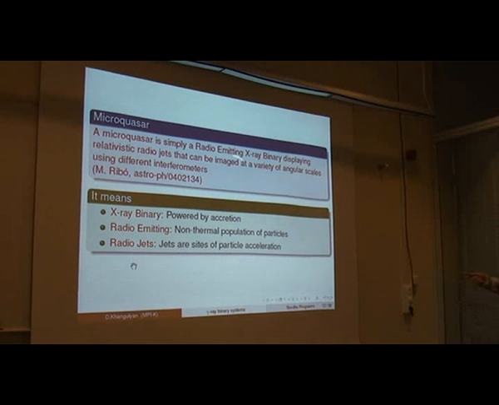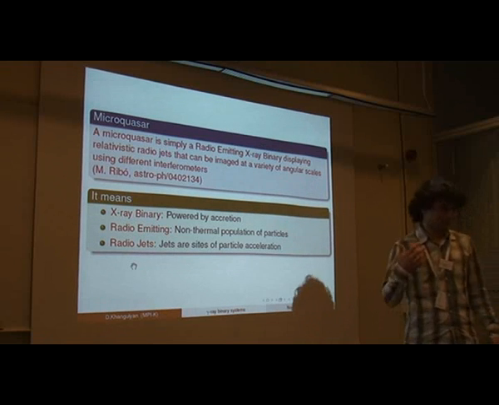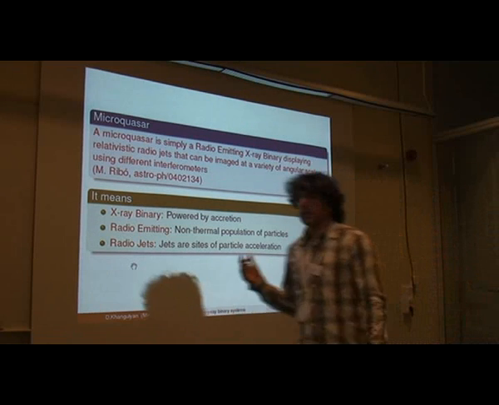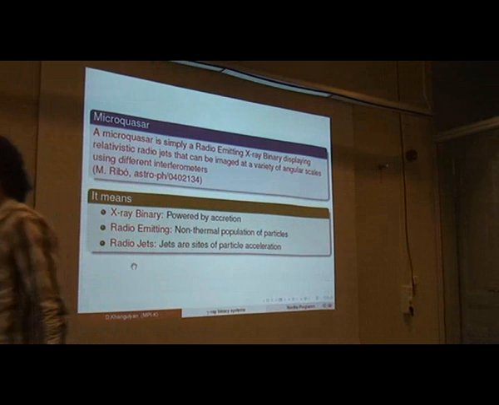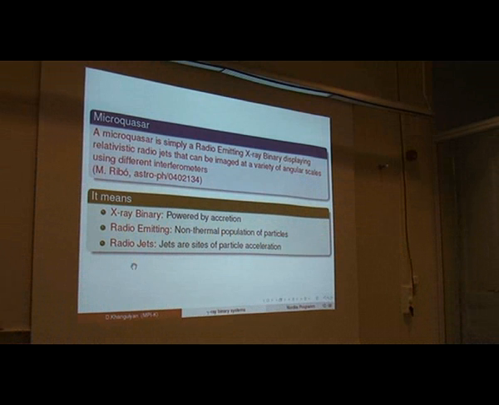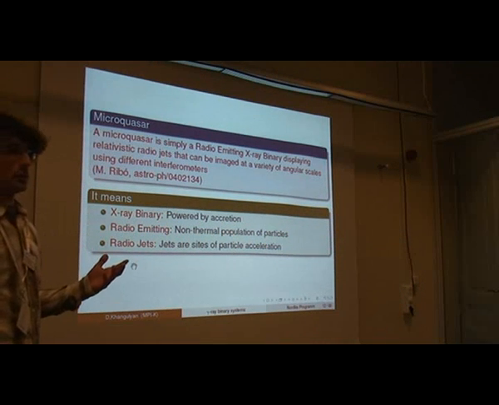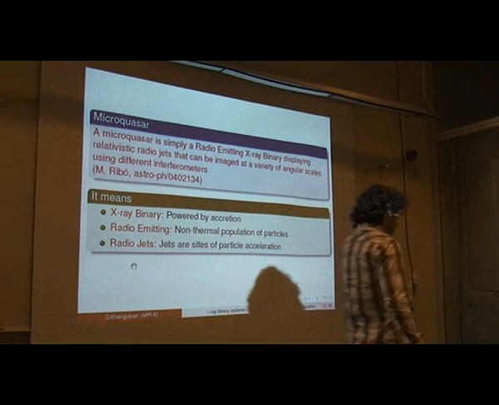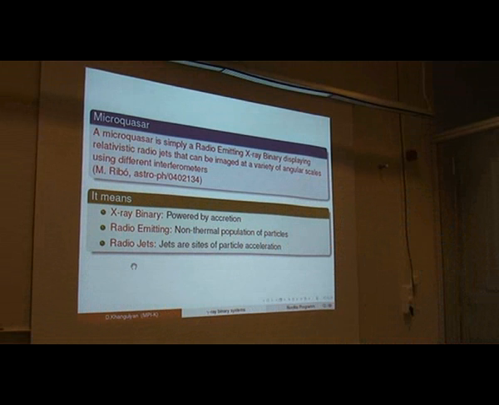And radio emitting means that there is a population of non-thermal particles which emit radio emission through the synchrotron channel. And radio jets, that's okay. In this system we have jets. And actually this system is also very attractive for production of non-thermal, very high energy emission. Because we have non-thermal particles. We have a perfect target for inverse Compton scattering, the donor star's radiation field.